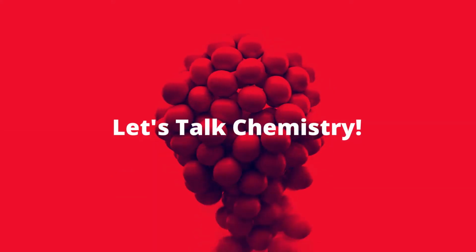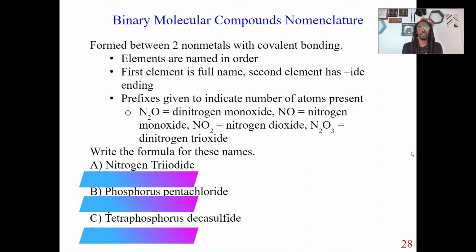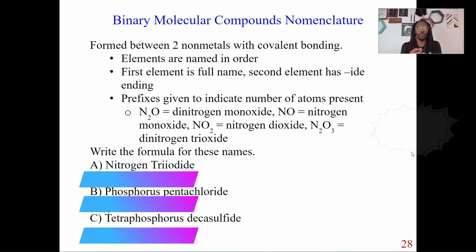So now let's talk about binary molecular compounds. This is basically where we have two nonmetals forming with covalent bonds. This is not ionic bonds with a metal and nonmetal. These are two nonmetals, two nonmetals. Now, this is a very similar structure with how we're going to name these compounds.